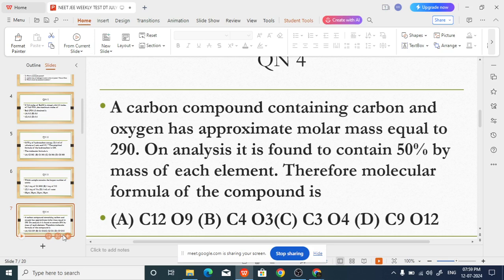C is 12. So 12 into 9 is 108. And O is 16. Atomic weight is 16 into 12 is 192. So 192 plus 108, it comes to 290. So that is the answer. Option D is the answer. Okay. Question 4.